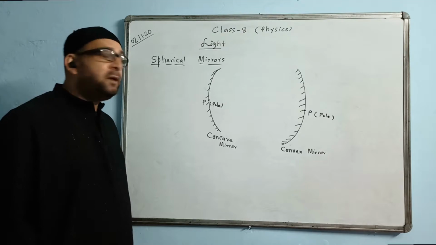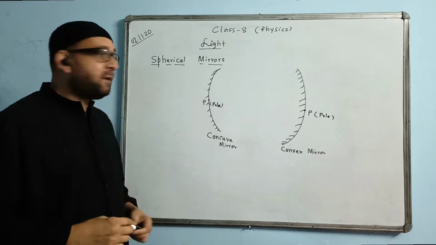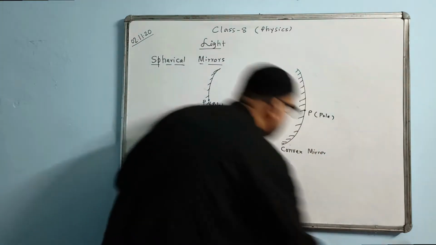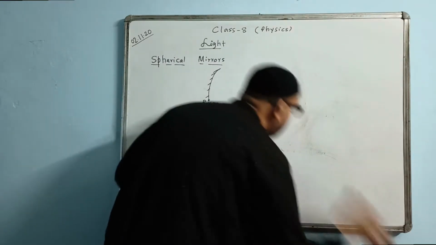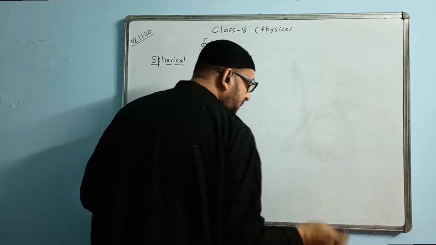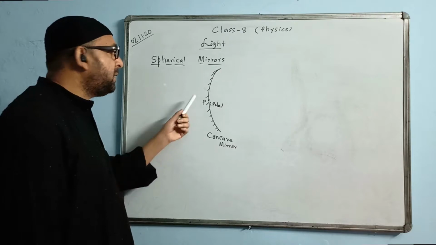We define another quantity. It is called the center of curvature. What is the center of curvature? The center of curvature is the center of the sphere from which the mirror is carved out, or from which the mirror is made.